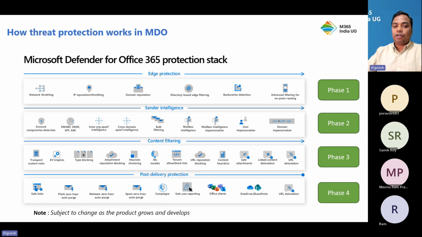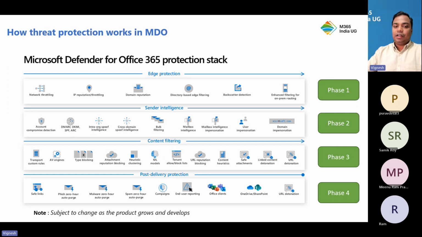So it's going to check for your account compromise and detection, wherein if there is an anomaly, maybe somebody got hold of a user's account and they're trying to do something wrong, right? And then the email authentication piece is configured here. So DMARC, DKIM. These are all the different layers wherein you can configure all these things, right? And the cross domain, the bulk filtering, mailbox intelligence, user impersonation. All these things can be configured here.